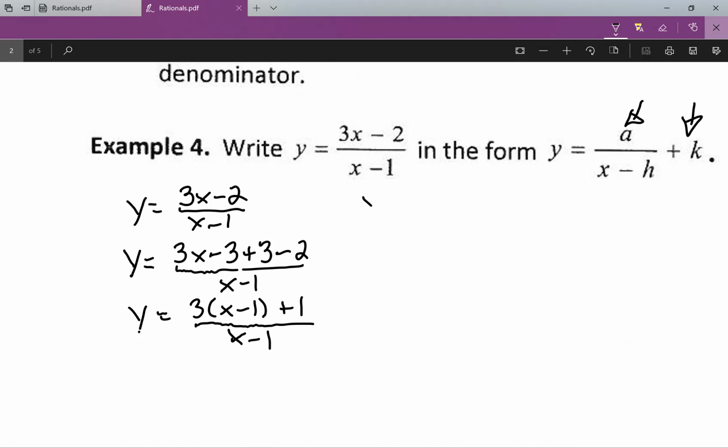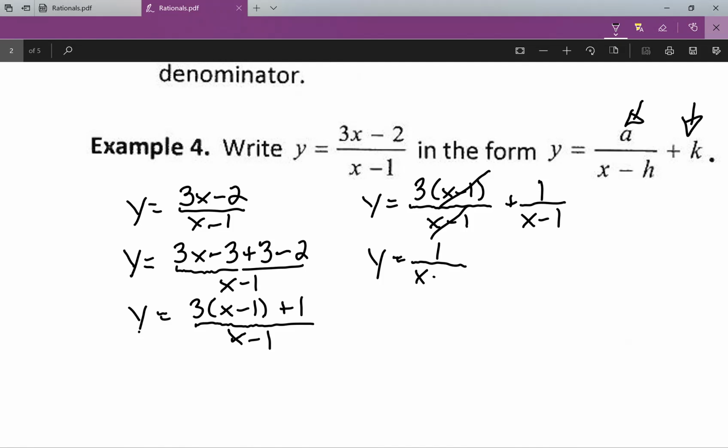Now, if I separate my fraction right here, I'm going to get 3(x minus 1) all over x minus 1 plus 1 all over x minus 1. That gets me the cancellation of the x minus 1 factor right there. And then just with a quick rearrangement, I now get 1 all over x minus 1, all plus 3. So that's the quick way that we're going to be able to manipulate between these two forms.